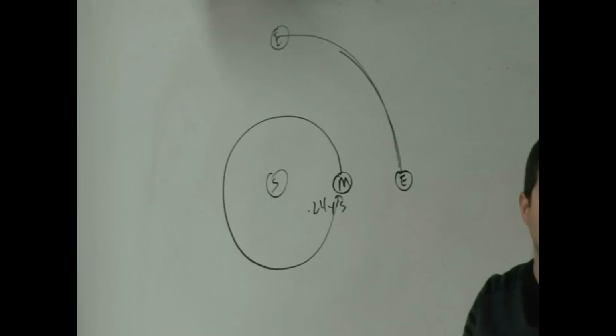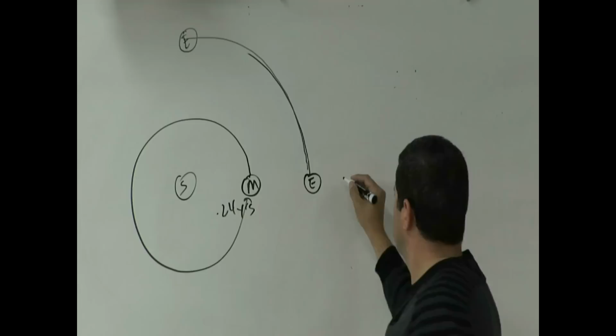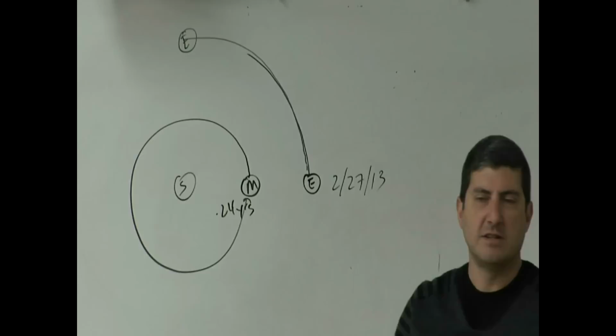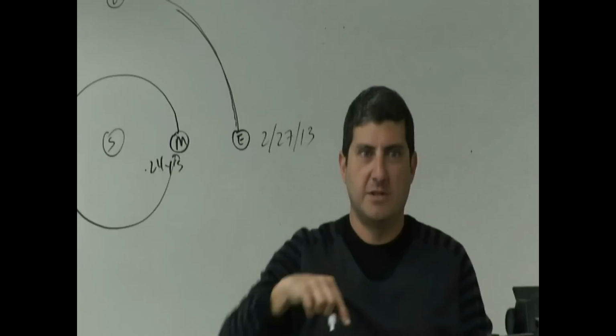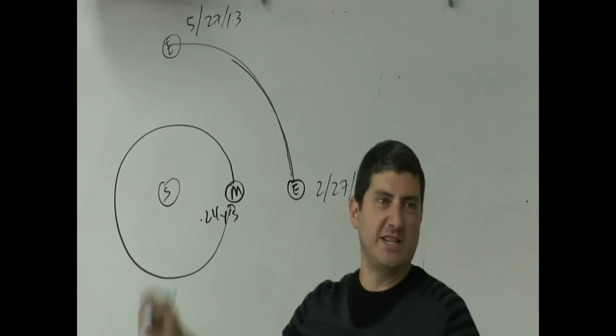Okay? So if today is February 27th, 2013, a quarter of a year is about how many months? 3 months, right? If Earth and Mercury start a race, Earth will start on February 27th. By May 27th, Mercury will have completed it.